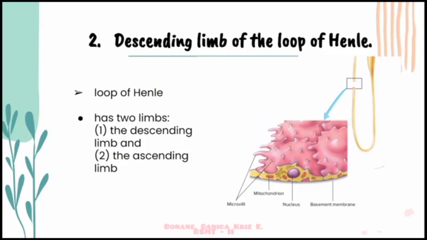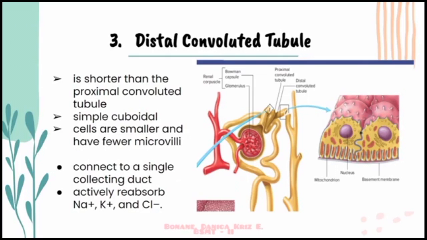The beginning of the distal convoluted tubule is found close to the renal corpuscle in a structure known as the juxtaglomerular complex. The distal convoluted tubule is shorter than the proximal convoluted tubule. The epithelial cells are cuboidal with very few microvilli. These cells are smaller and have fewer microvilli. Several distal convoluted tubules connect to a single collecting duct, which is composed of simple cuboidal epithelium.